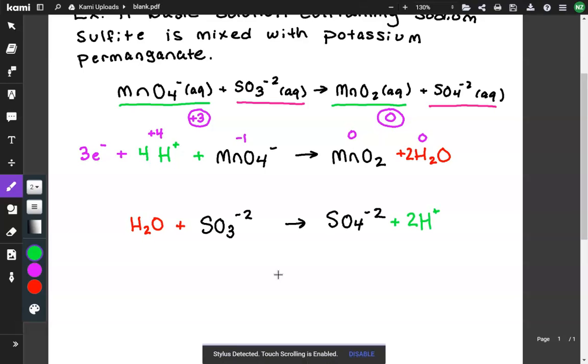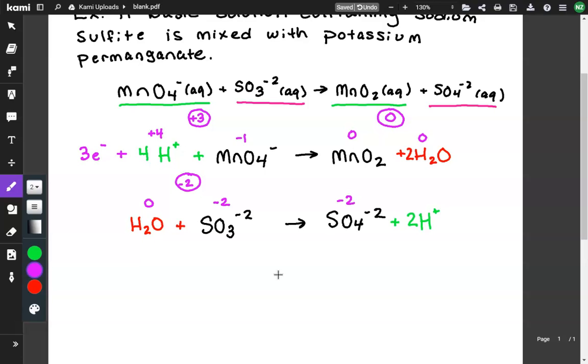Okay, there we go. So add 2 hydrogens on the right side. All right. Now we need to do our charges. So we've got 0 here. We have minus 2 here. So the total on the left side would be minus 2. On the right side, we have minus 2. And then we have 2 times positive 1 is plus 2. So this would be 0.